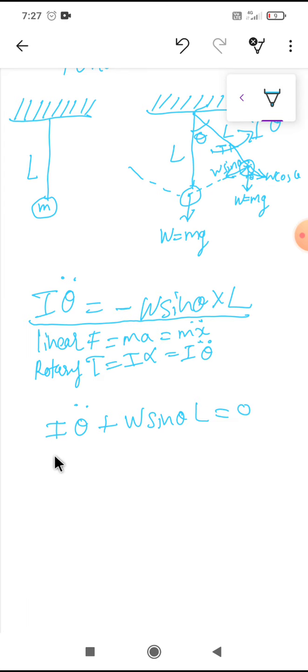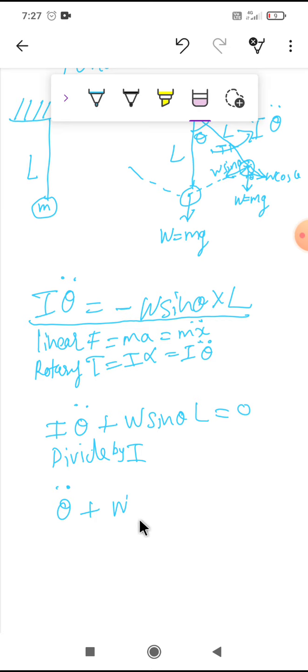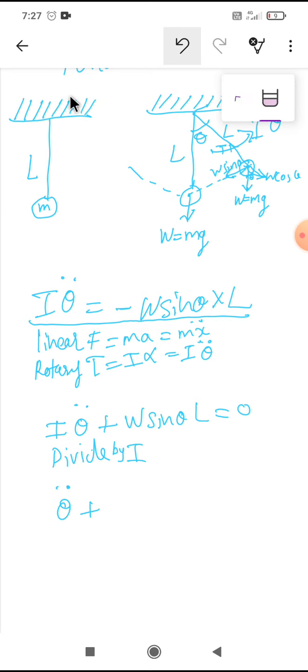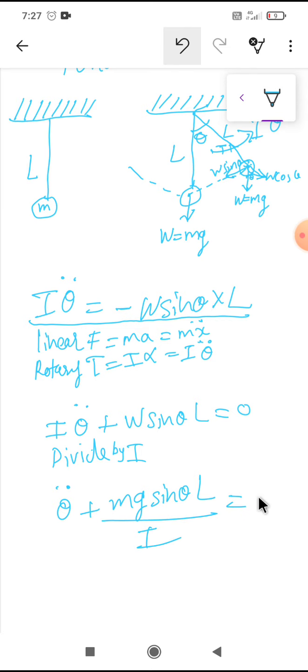Now let's divide the whole equation by I. So I will get theta double dot plus W sin theta L upon I. Now what is W? Instead of W I can write mg, mass into gravitational acceleration. So that is mg sin theta L upon I is equal to 0.